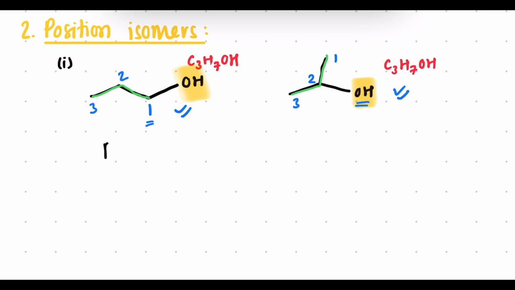So here we would get propan-1-ol, and this would be propan-2-ol. So from this locant right here, you can already identify that the position of the alcohol group is the one that's varying.